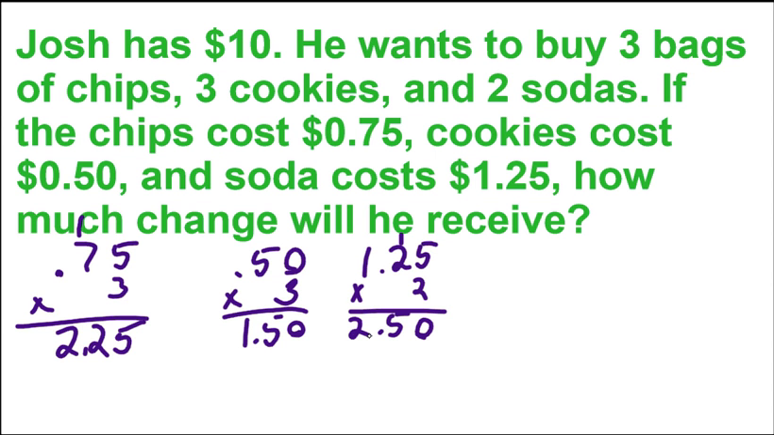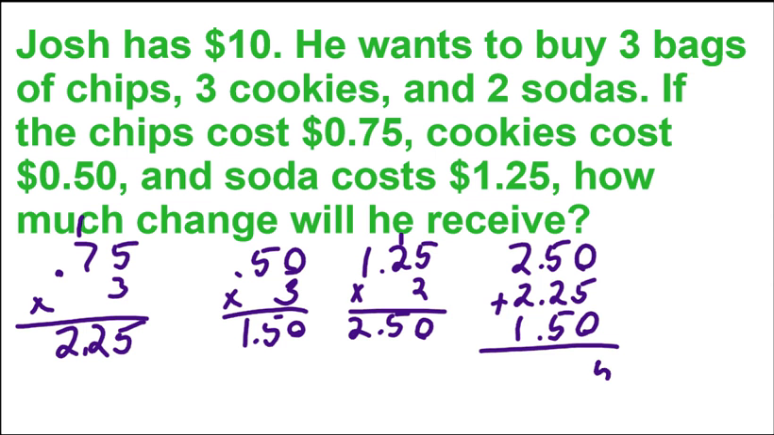To get the total amount that he spent, we just take all of them and add them up. And when you add or subtract, you got to line up your decimal points, and the decimal just comes straight down. So adding and subtracting is where you line them up. Multiplying, you count the digits. So he spent $6.25.